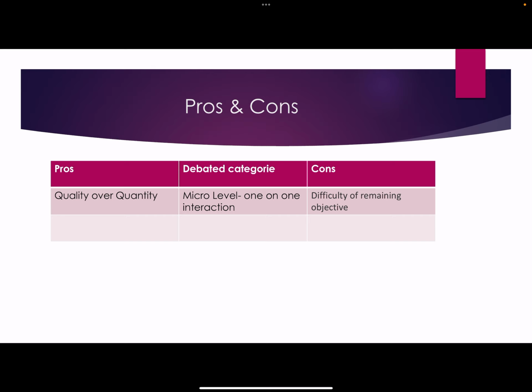The beta category is the micro level, the one-on-one interactions. So it's debated whether or not this is a pro or con. The pro part is the quality over quantity discussion I just mentioned. The con is that you don't get as much varied information, as well as the difficulty of remaining objective, as you're only getting one person's perspective rather than a variety of perspectives. So there may be a level of bias based on that person's experiences, thoughts, or opinions.